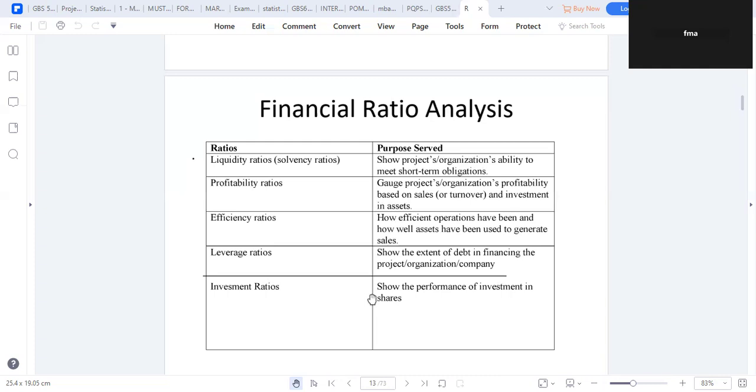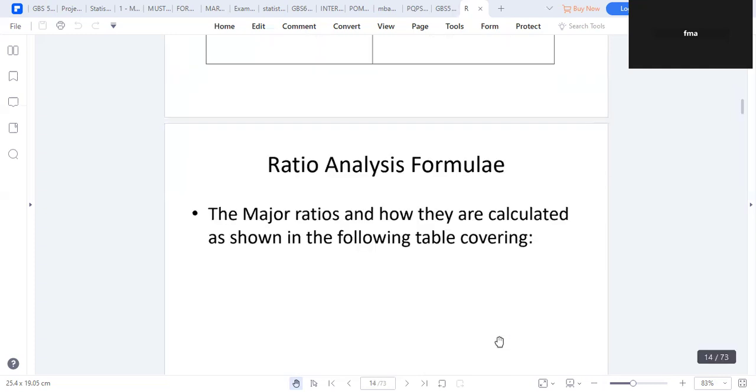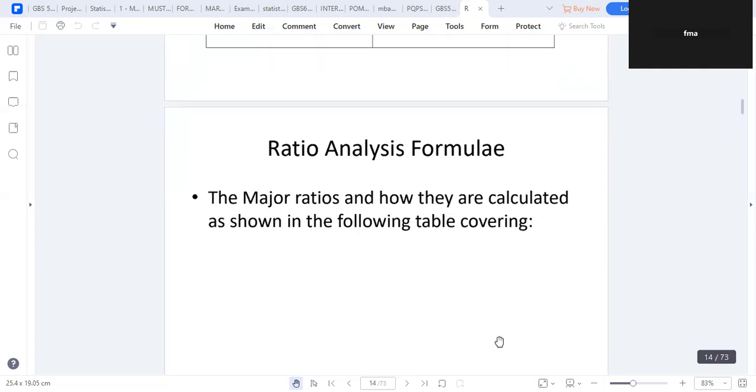So we also have investment ratios, which show the performance of the investment. We know that shareholders are cardinally important owners, custodians of financial accounting information, so they will want to know if the investment has been put to good use.